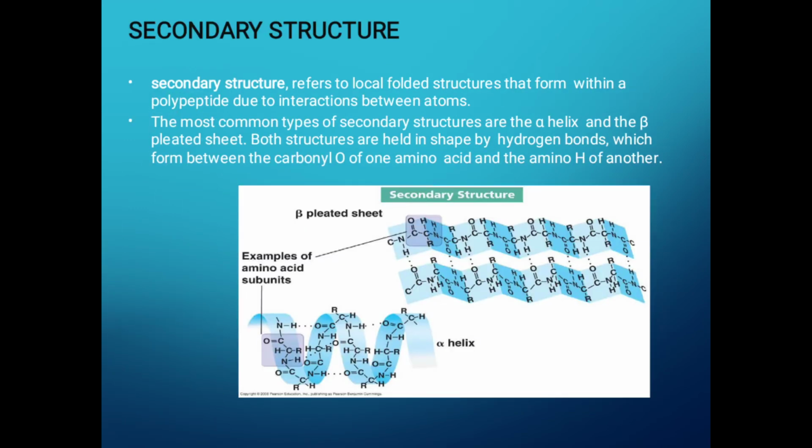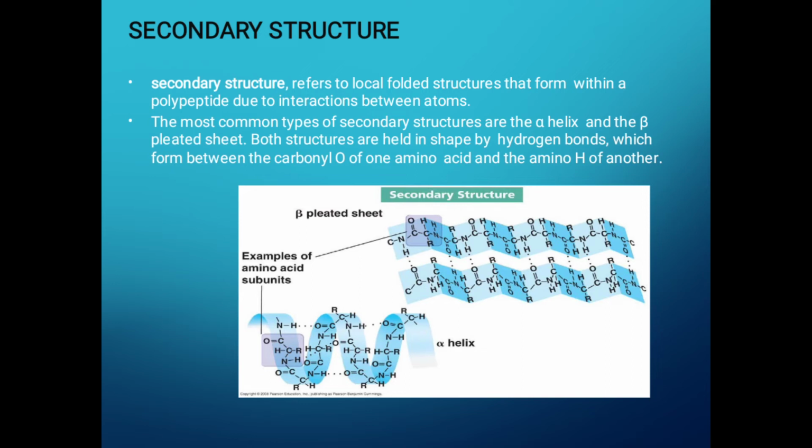The next is secondary structure. Secondary structure refers to the local folded structures that form within a polypeptide due to interaction between atoms. The most common types of secondary structures are the alpha helix and beta pleated sheet. Both structures are held in shape by hydrogen bonds, which form between the carbonyl oxygen of one amino acid and the amino hydrogen of another.